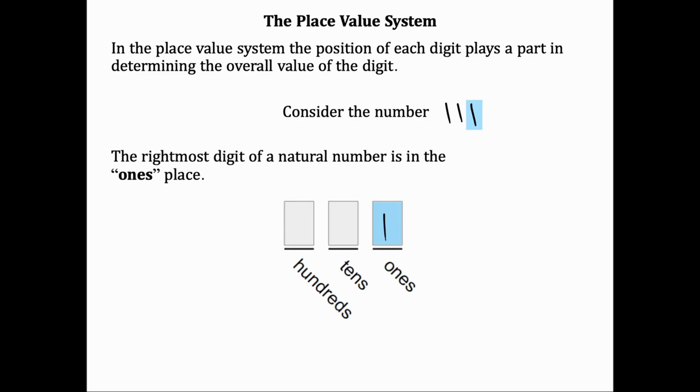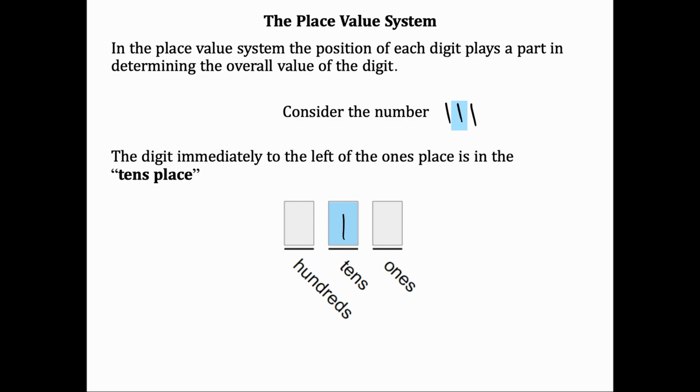The rightmost digit of a natural number is in what's called the ones place. The next digit immediately to the left of the ones place is in the tens place. And the digit to the left of the tens place is in the hundreds place.